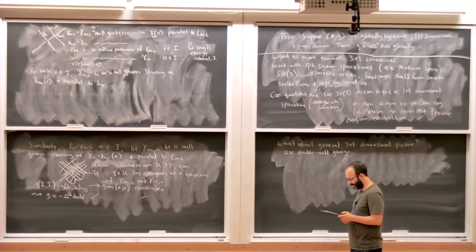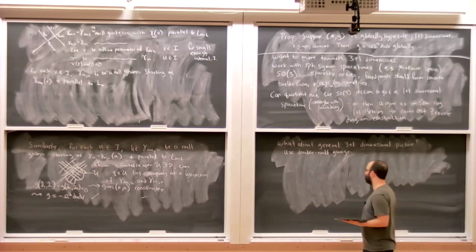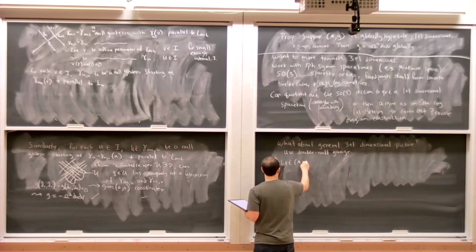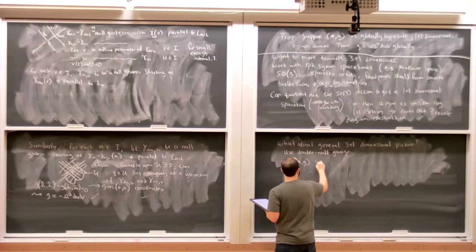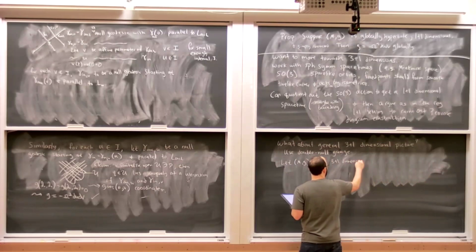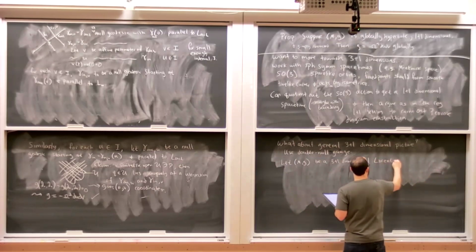Okay, but we're going to start sort of slowly build up to that. Okay, so let's let (M, g) be a 3+1 dimensional Lorentzian spacetime.